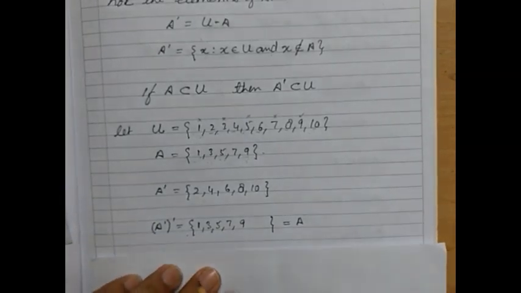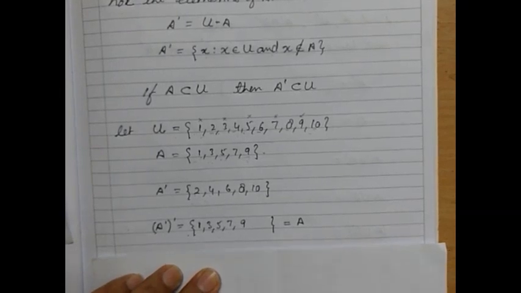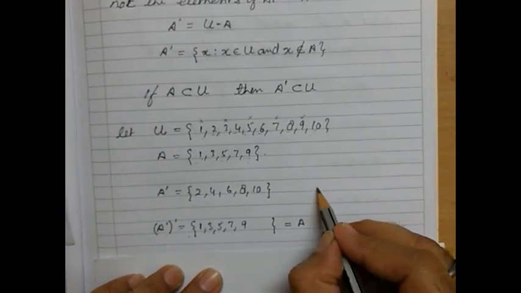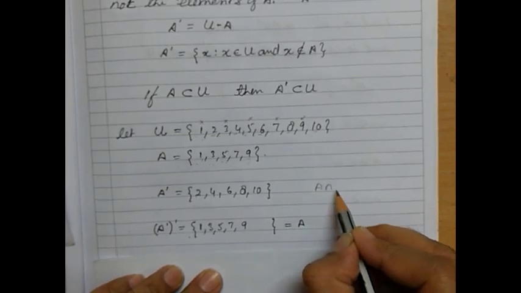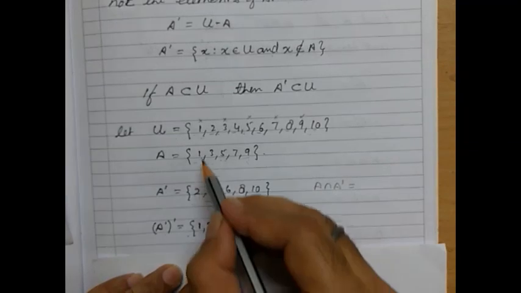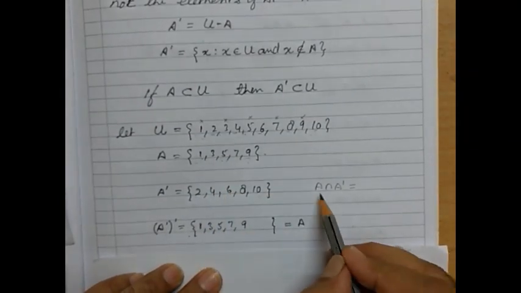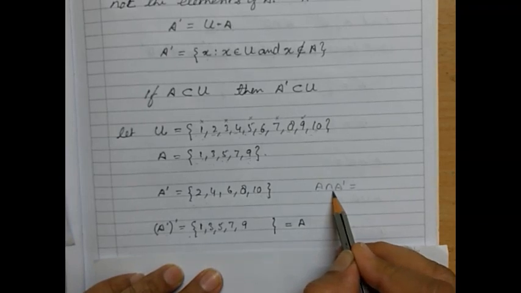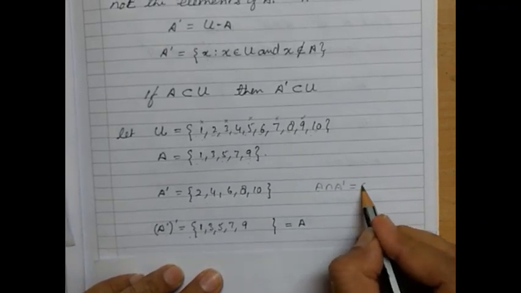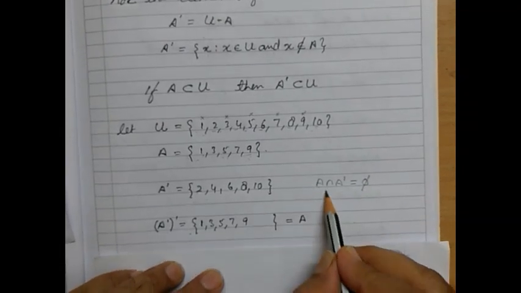Now one more relationship which we read in the previous session: A intersection A complement. So what will we get? Is there anything common in those? We do not have anything common between A and A complement, so the intersection will be termed the empty set. Clear? So this is another property.